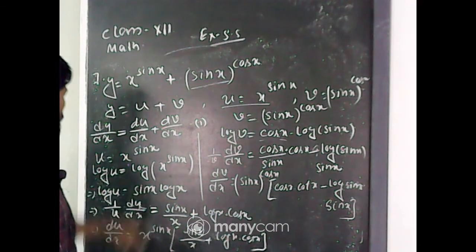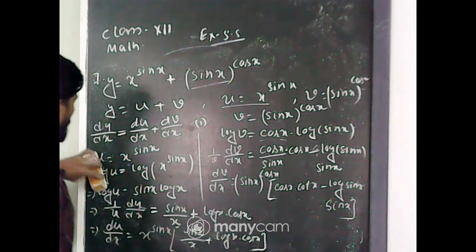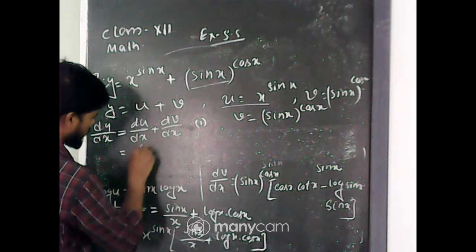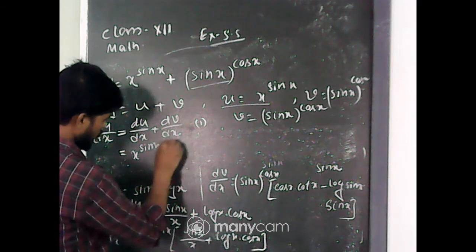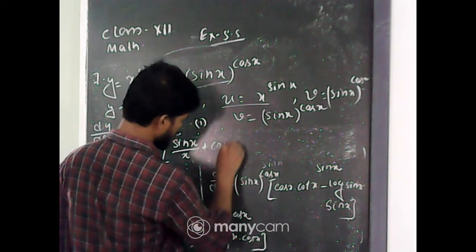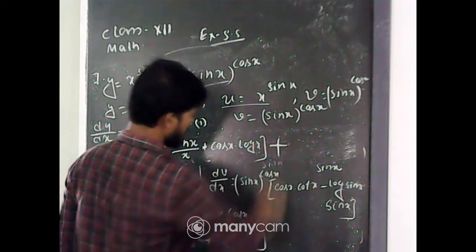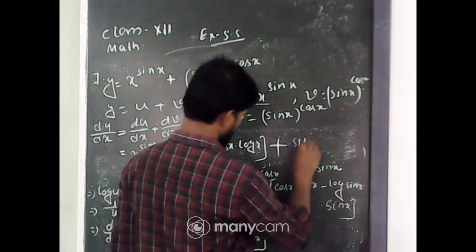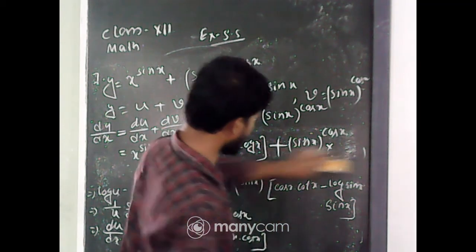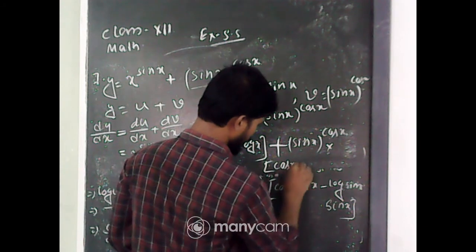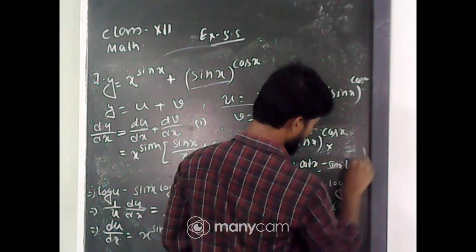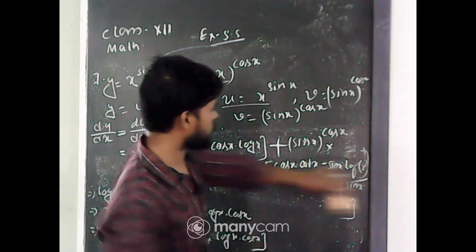Okay, now put these two values in equation number 1. So if I put them in equation number 1, we have dy/dx equal to x to the power sin x, into (sin x by x plus cos x into log x), plus dv/dx, means this value, sin x to the power cos x, multiplied with (cos x cot x minus sin x log of sin x). So this is the answer.